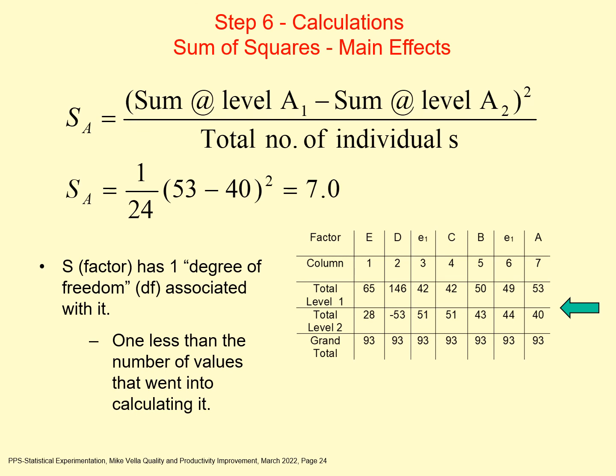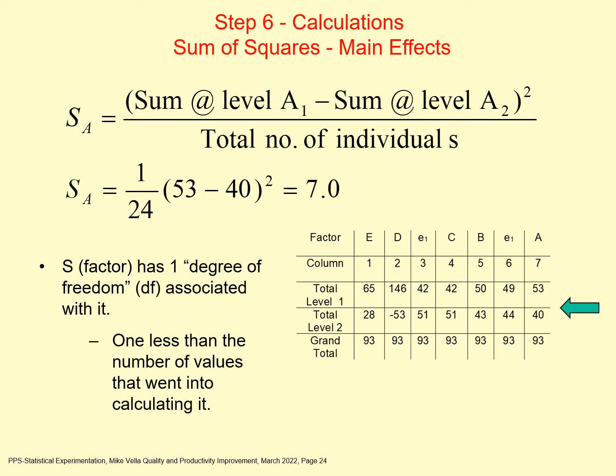The first thing we'd like to do is get a handle on the sum of squares of the main effects. In this case, we're going to be calculating the main effect for factor A. That would be in column 7 all the way to the right. So the total of those elements in total level 1 are 53. I'm going to subtract 40 from that, square that, divided by 24, because that was the total number of individuals in the experiment. And if you do that math, the sum of squares A is 7.